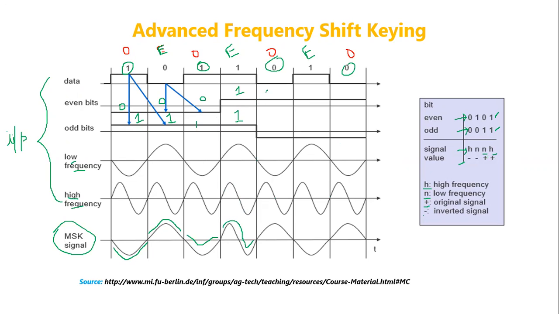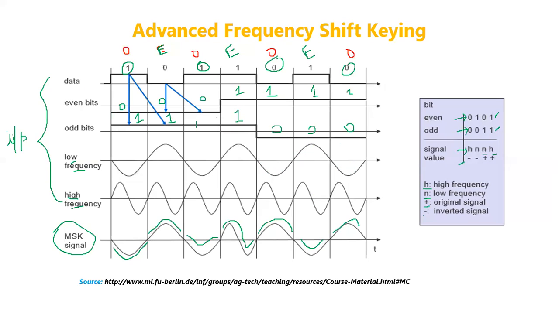The next case: even bit is 1, odd bit is 0. Then the resultant signal will be the inverted low frequency signal. This is the low frequency signal; if you invert it, it will come to the top. So it is just the inverse of the low frequency signal at that point. Similarly, the next is also 1 and 0, so this is also the inverted low frequency signal. This is the low frequency signal at this point, so invert it. Next is also 1 and 0, so here too it is the inverted low frequency signal. The low frequency signal at this point is this.